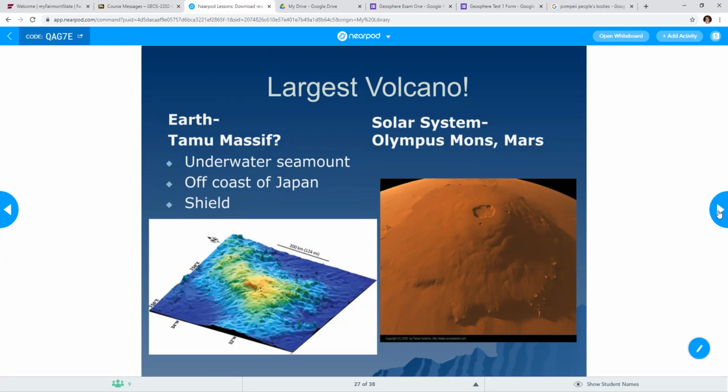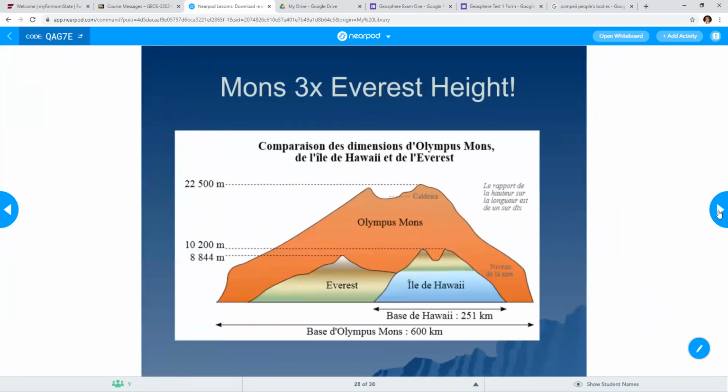So if we looked at that, the side of Mount Everest, remember, is just on the continent. If we look at even the island of Hawaii, all the way down to the ocean, look at how tall Hawaii is. Olympus Mons doesn't come close to it. It is enormous.